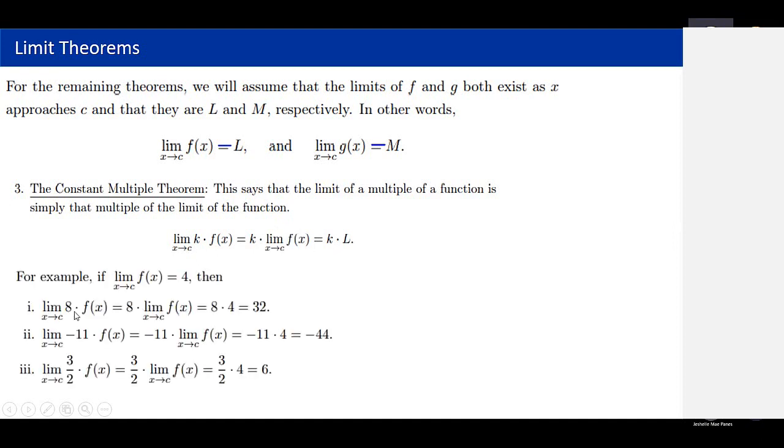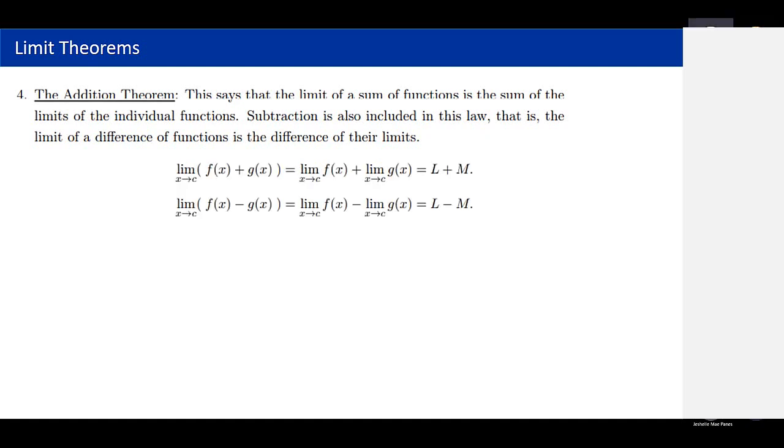Example to that is this. The limit of 8 times f of x as x goes to c. Ang f of x natin ay 4. So, it means ilalagay natin ang 4 times 8, that is 32. The limit of negative 11 times f of x as x goes to c, of course, we have negative 11 times 4, and that is negative 44. Number 3 naman is limit of 3 halves times f of x equals 3 halves times the limit of f of x as x goes to c. So, ang f of x natin ay 4 as x goes to c. 3 halves times 4, that is equal to 12 over 2, that is 6.